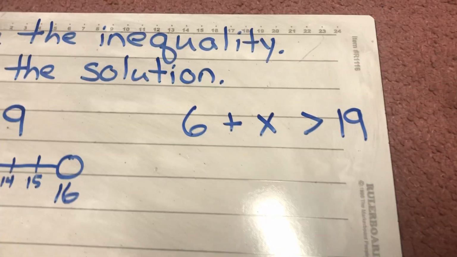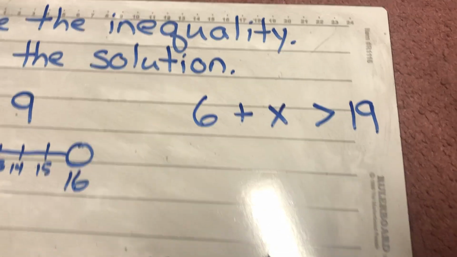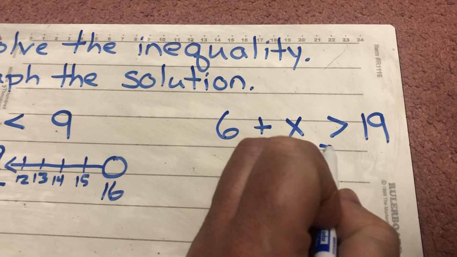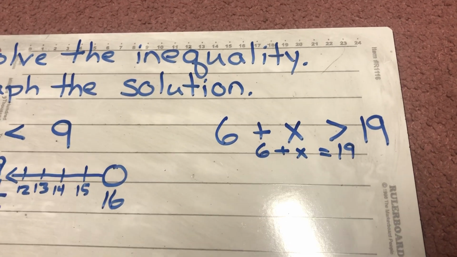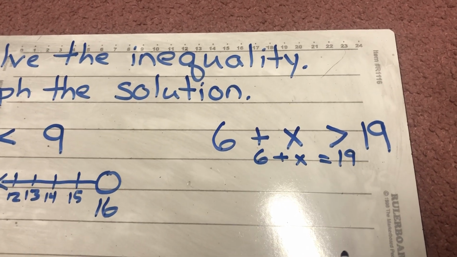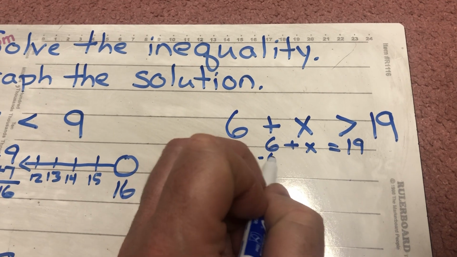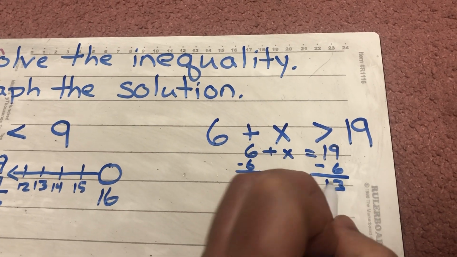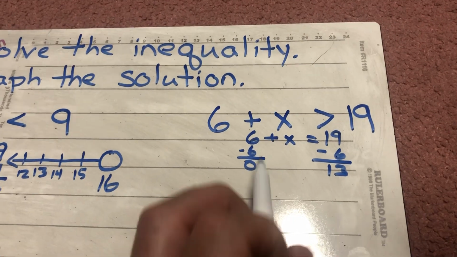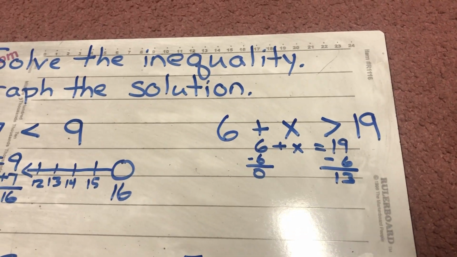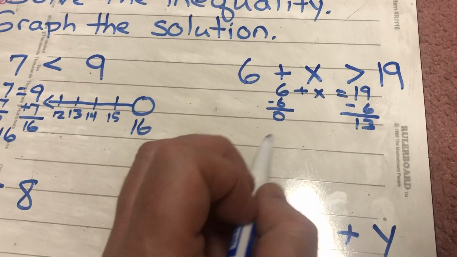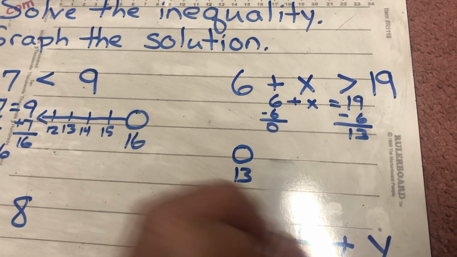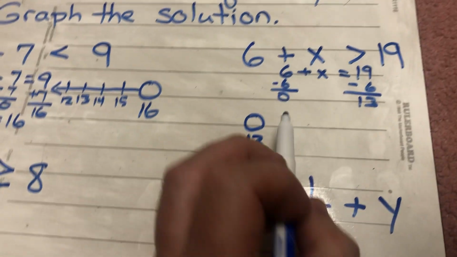6 plus x is greater than 19. Well, I'm going to think about this as 6 plus x equals 19. All right, and then I'm going to subtract 6 from both sides. That's going to make 0. 19 minus 6 is 13. I end up with x is greater than 13. Which means it's an unshaded circle over 13.